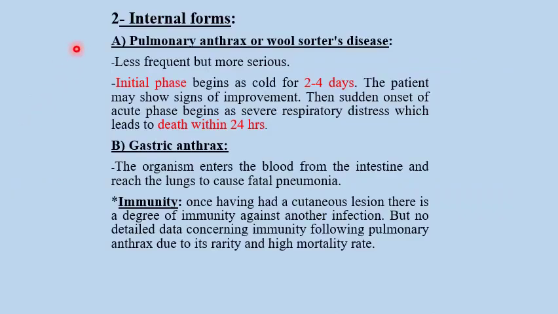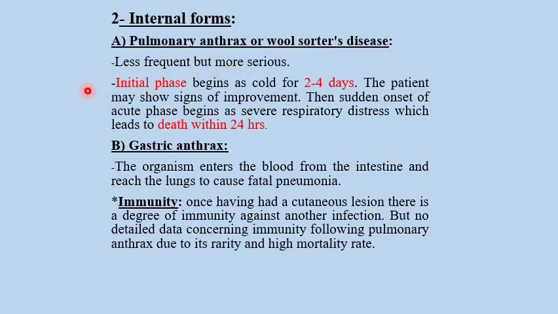The internal forms we divide into two types, either pulmonary anthrax, which also has a name well known from old times, the wool sorters disease. Wool sorters disease means the wool sorters are those who sort through the wool, who work with wool. The wool is dry, and if it is contaminated with the spores it is easily spread in the air and easily inhaled by the persons. So from this we call it wool sorters disease. It is less frequent but more serious.